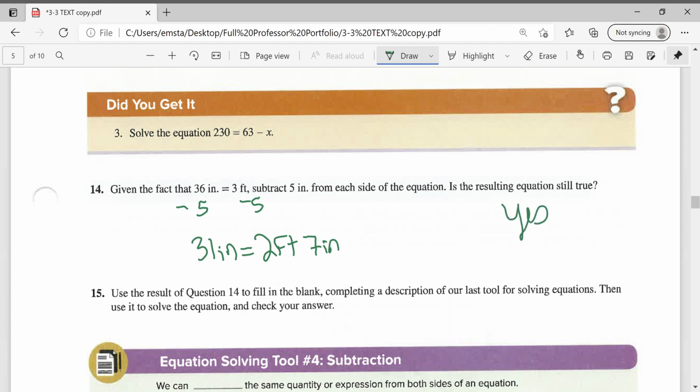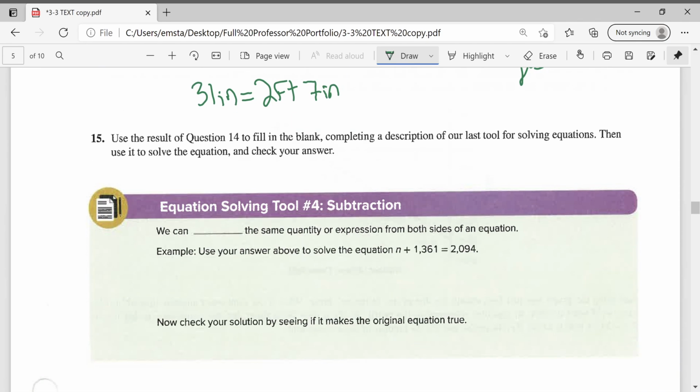So what we've just added to our toolbox is that we can subtract the same quantity from both sides and keep the truth value. So we can now multiply, divide, add, subtract to solve equations. So we've got n plus 1,361. How do I undo addition? The opposite of adding would be subtracting from both sides of the equation. So we're going to take 2,094 minus 1,361. Should get 733.